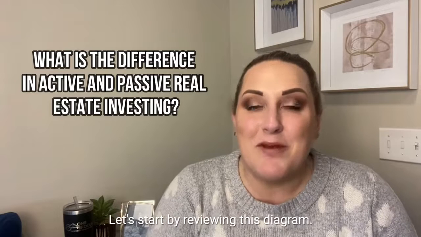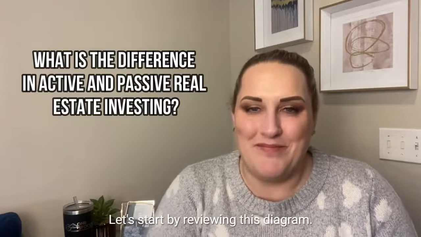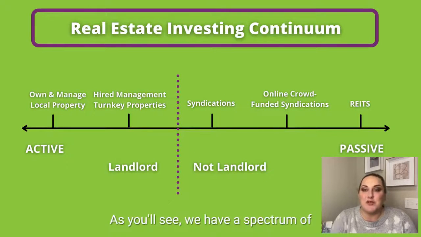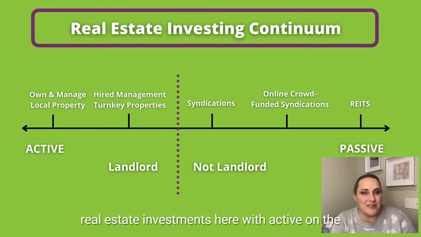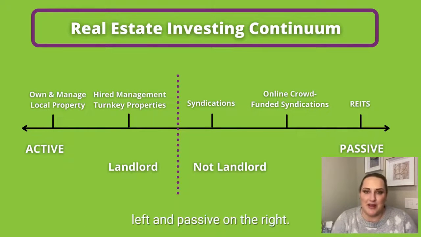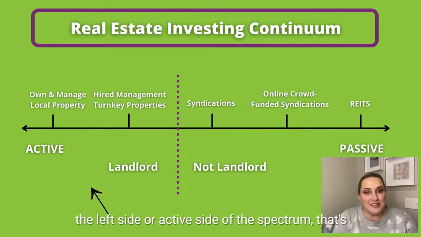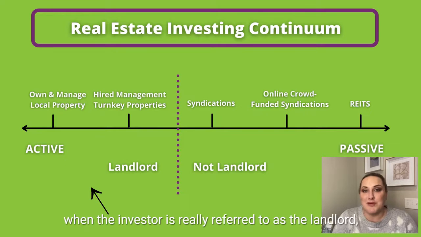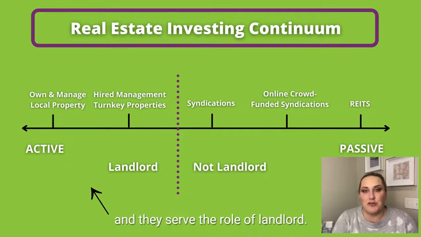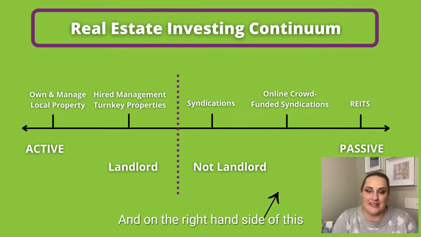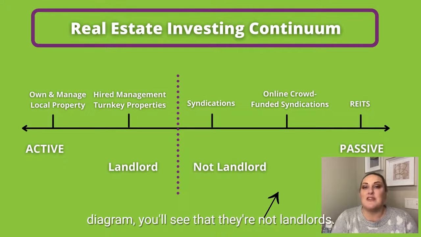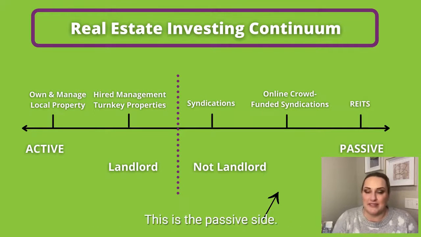Let's get started. Let's start by reviewing this diagram. As you'll see, we have a spectrum of real estate investments here with active on the left and passive on the right. And there's a line down the middle that identifies on the left side, or active side of the spectrum, that's when the investor is really referred to as the landlord, and they serve the role of landlord. And on the right-hand side of this diagram, you'll see that they're not landlords. This is the passive side.